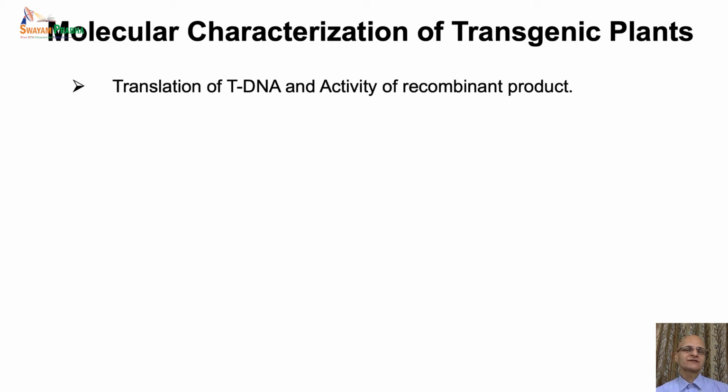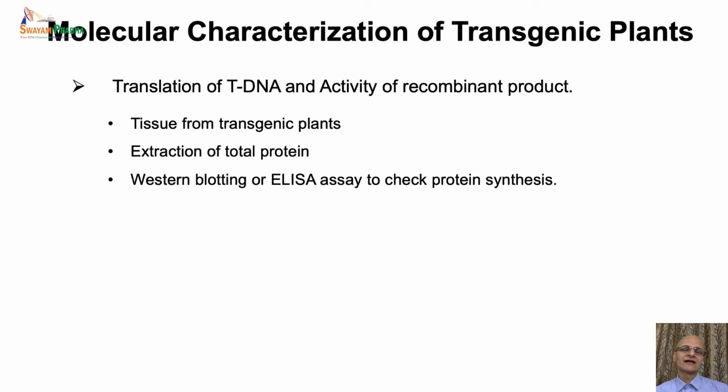For this purpose, again the total protein is isolated from the tissues harvested from the transgenic plants, and Western blotting or an ELISA-based assay can be performed to validate the protein synthesis. However, we need to have antibodies specific to the target proteins to perform these experiments.